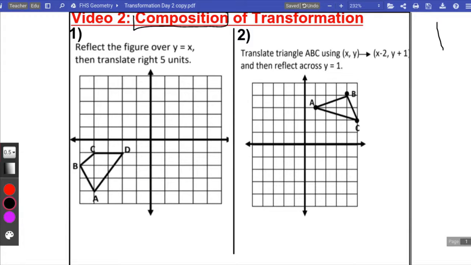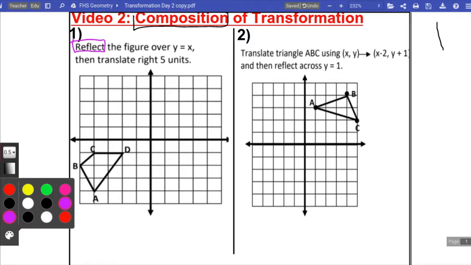Look at number one. It looks like they want me to do a reflection. I'm going to reflect the figure over the y-axis. They put a comma to tell you you're going to do another one. The next one is translation, going 5 units to the right. Not sure why I'm singing, but let's go back and do this.